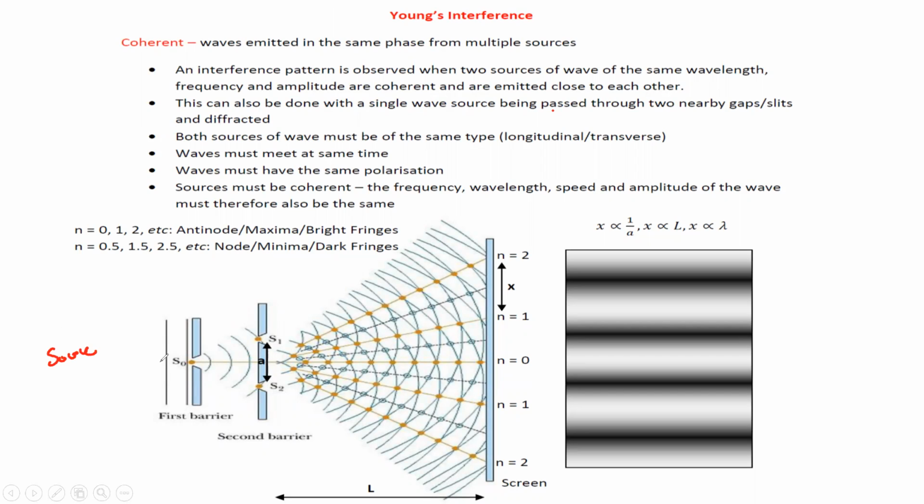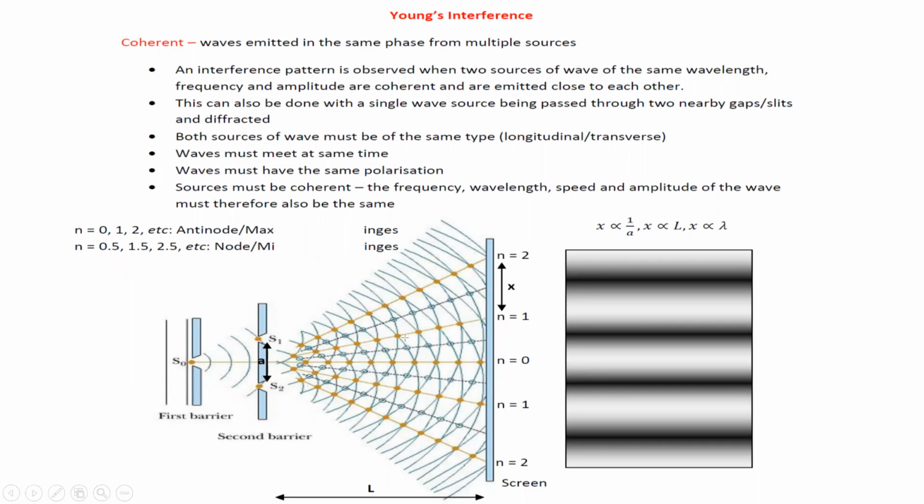In the beginning, we have a source. That source diffracts the wave. And that diffracted wave passes through another slit, but these are like two slits. So that produces more diffracted waves.